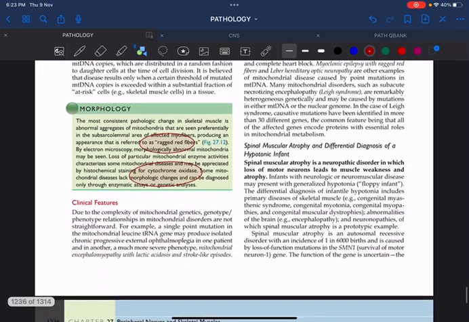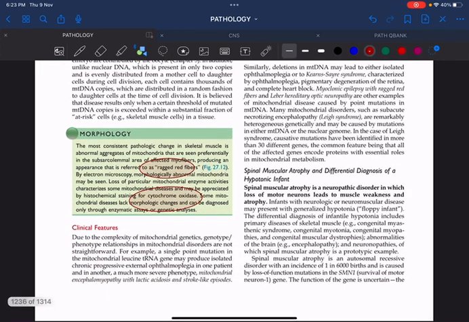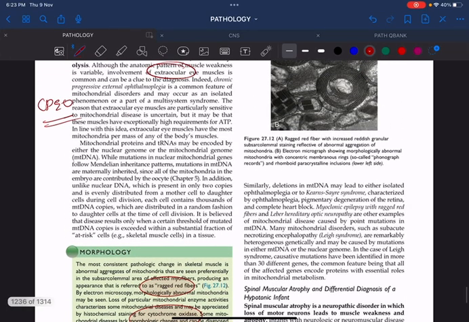What are the mitochondrial diseases that you have to remember? One is MELAS. What is MELAS? Mitochondrial encephalopathy, lactic acidosis, and stroke-like episodes. Number 2 is MERRF, myoclonic epilepsy with ragged red fibers. Number 3 is Leber's hereditary optic neuropathy. Number 4 is a necrotizing encephalopathy called Leigh syndrome. Just remember the names of the mitochondrial diseases, not myopathies, mitochondrial diseases.